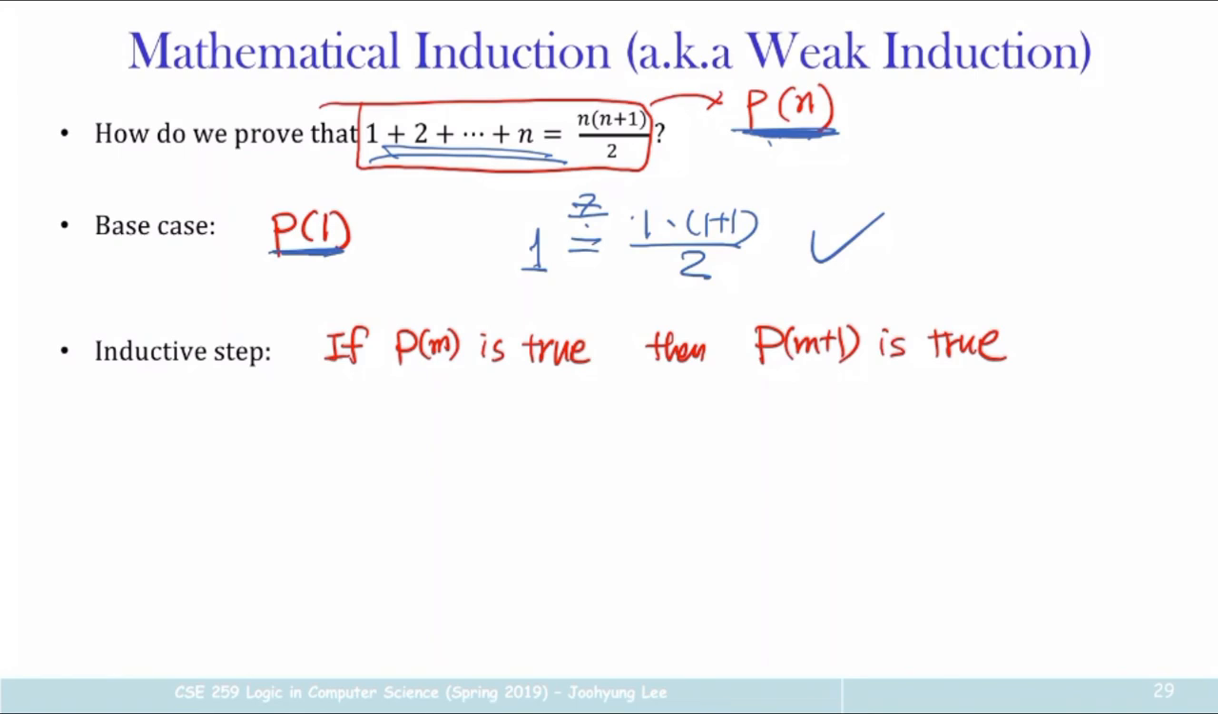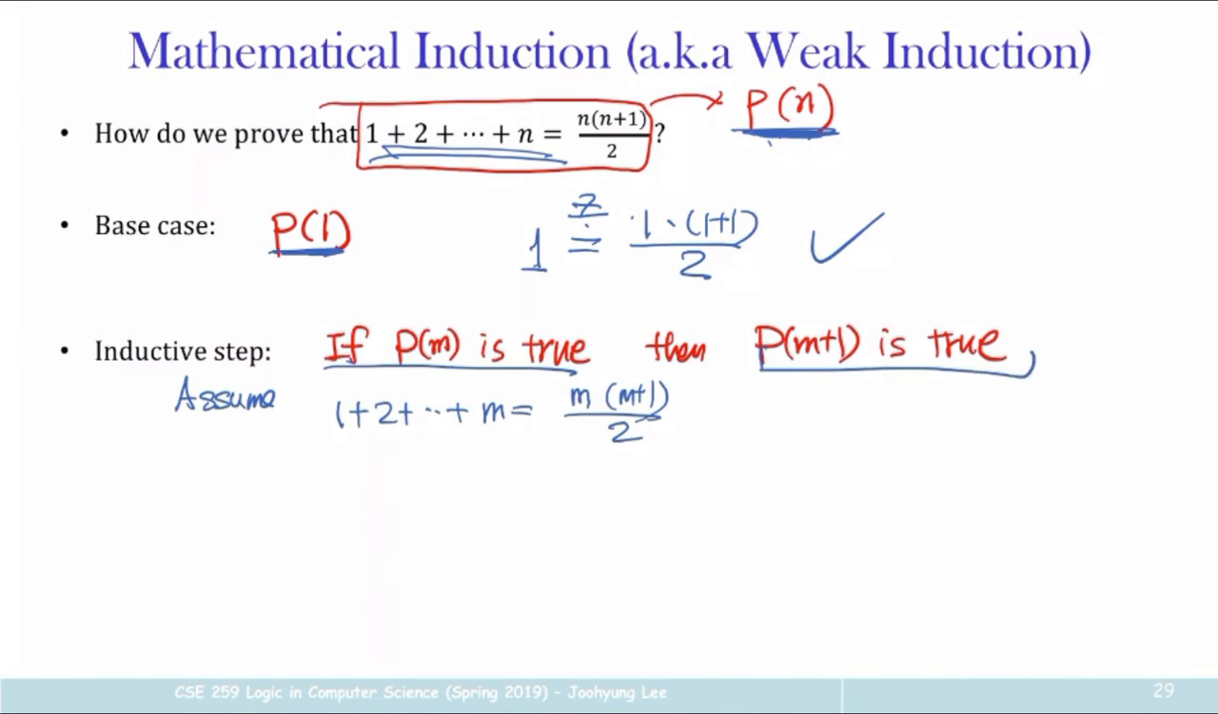Now, for the inductive step, we are going to assume that this is true. Assume 1 plus 2 plus up to m equals m times (m plus 1) over 2. Don't ask why, because that's not your job. This is what you assume to be true. Now, what you have to prove is the goal. The goal is to prove 1 plus 2 plus up to m plus 1 is equal to this number.